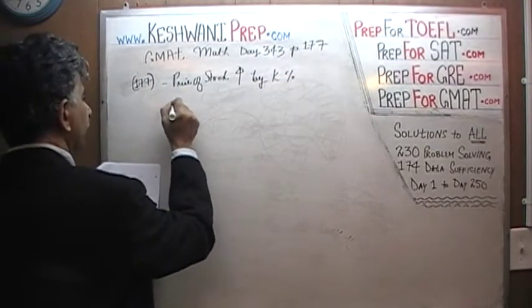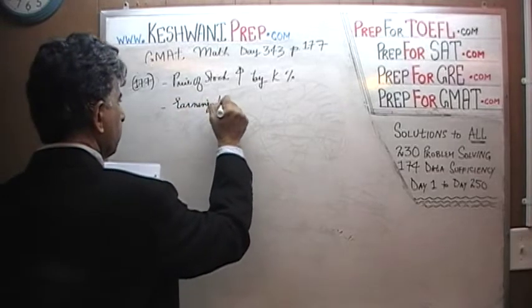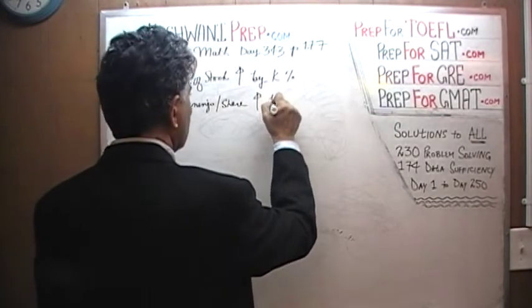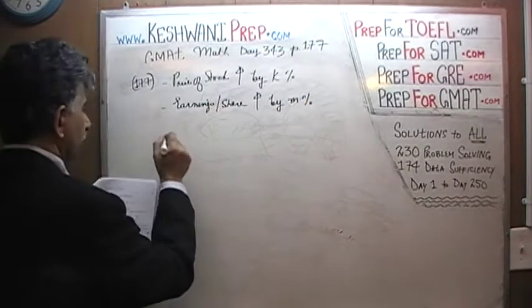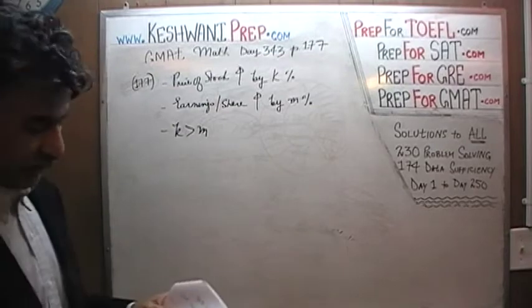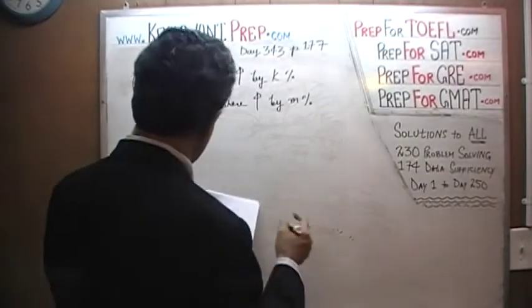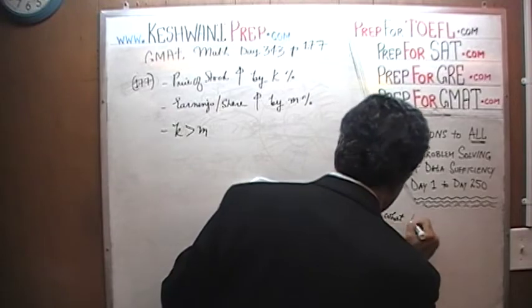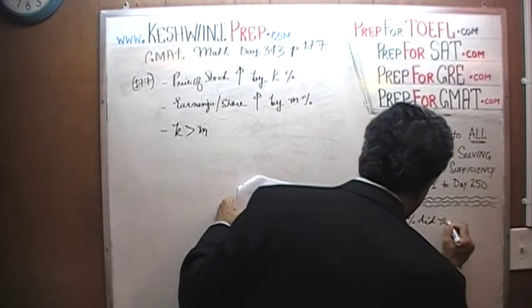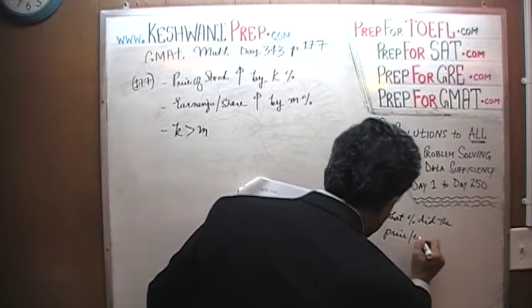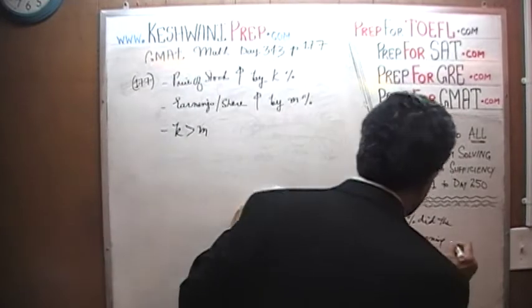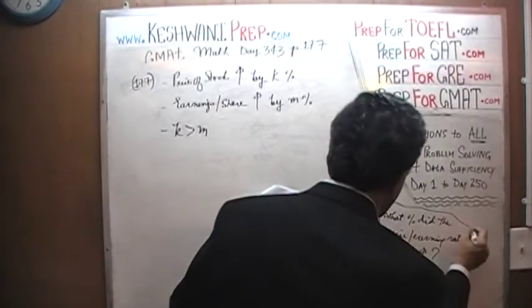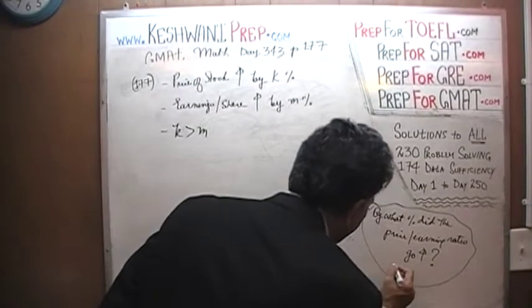We are also told that the earning per share of this stock goes up by m%. We are told that the value k is more than m. And the question simply is, let's put the question down here somewhere: by what percent did the price earning ratio go up? This price earning ratio, by what percentage did it go up?